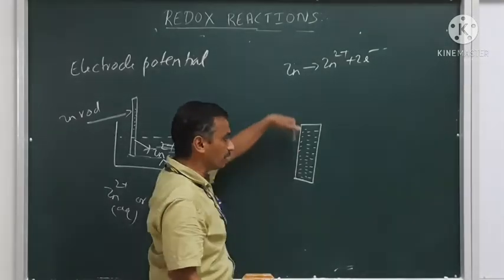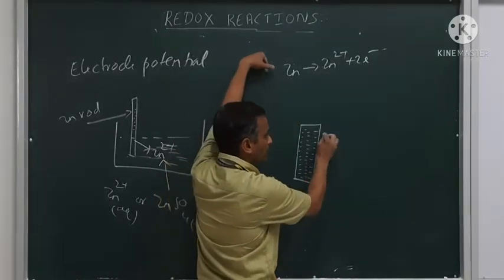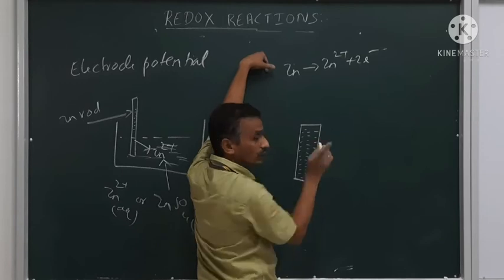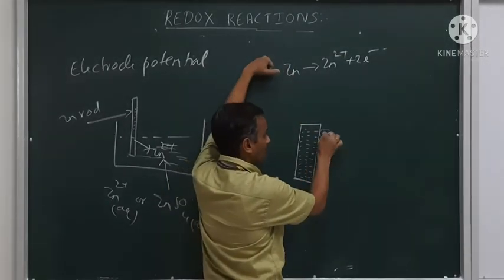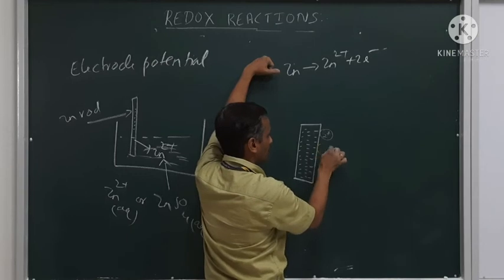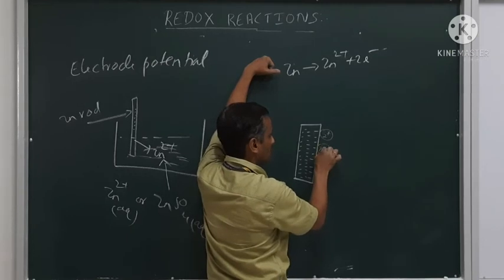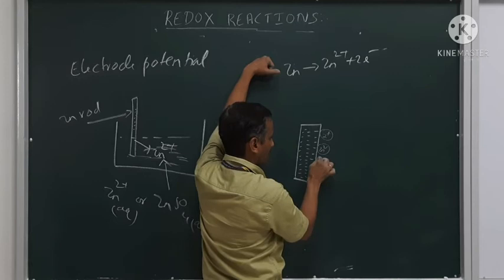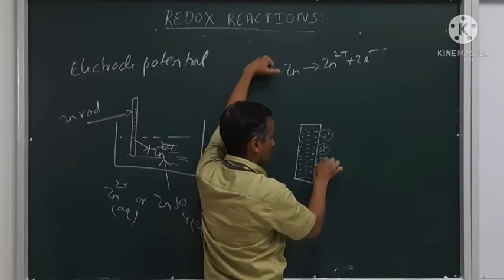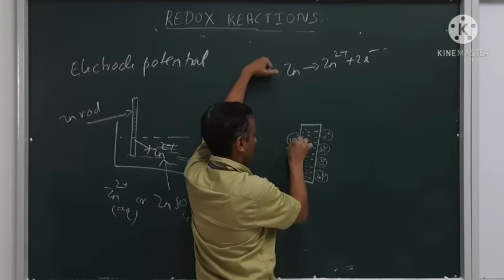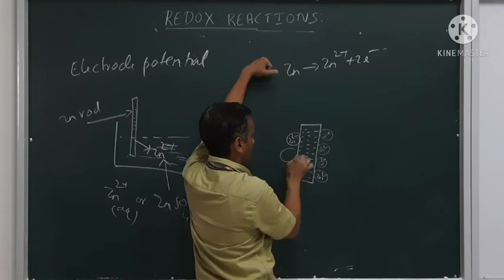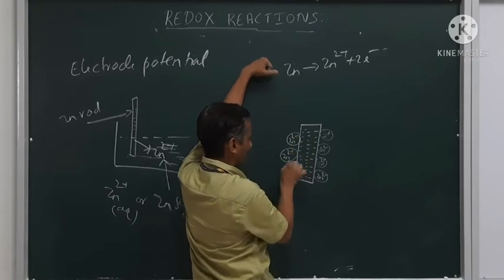And in the solution, there will be zinc 2 plus ions. What happened there? The zinc 2 plus ions get attracted to the negatively charged metal, like this.